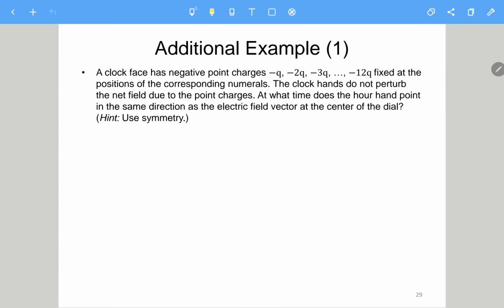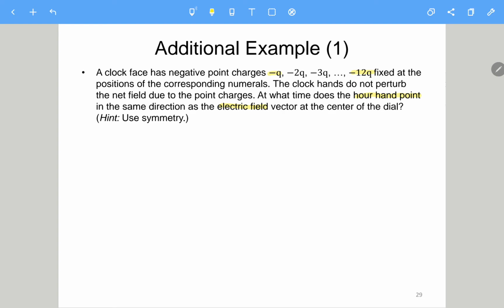A clock face has negative point charges, negative Q to negative 12Q, fixed at the positions of the corresponding numerals. The clock hands do not perturb the net field due to the point charges. At what time does the hour hand point in the same direction as the E field?